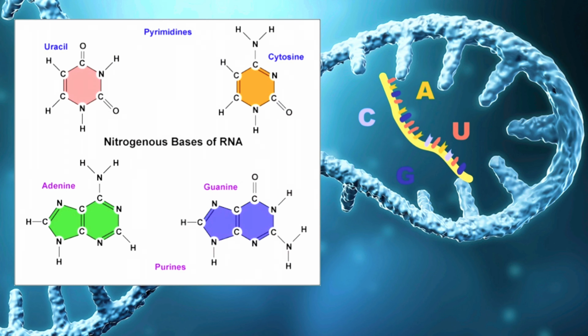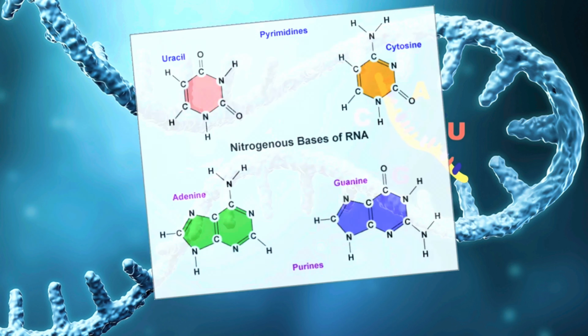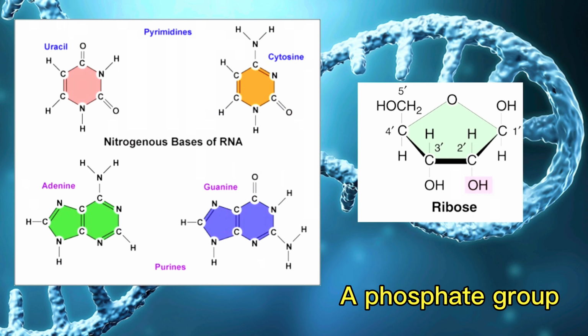In RNA, cytosine and uracil are pyrimidines. Adenine and guanine are purines. A phosphate group is attached to the 3 position of the 1 ribose and the 5 position of the next. Phosphate groups have a negative charge, making RNA a charged molecule.